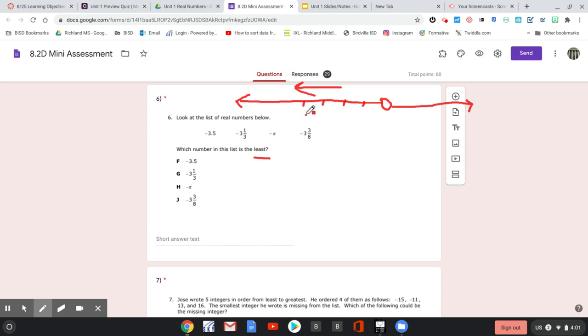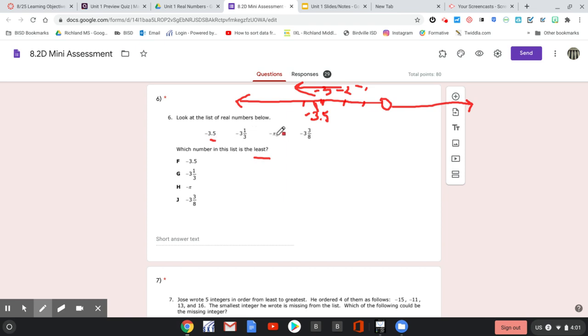So negative 3.5 would go between the negatives, somewhere here. This is a 1, 2, and a 3. Okay. And this is negative 1/3. And up there we did 1 divided by 3, and we got 0.33. So we know this is negative 3.33. So here's 3, and it would be a little bit here. So far, this is the smallest number.